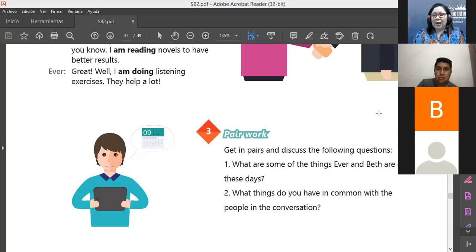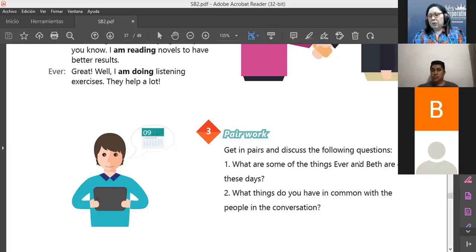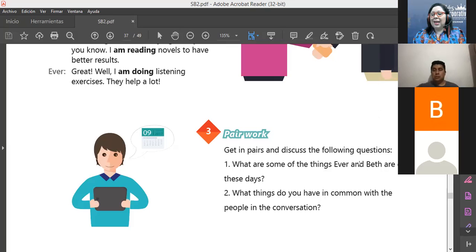A ver, ideas. Group number three. Vamos a ver. Group number three sería Jonathan, Jorge, Alberto, Vanessa, and Suleyma. What activities are you doing like them? Beth is reading novels. Ever is doing listening exercises. What are you doing to improve your English? I am studying in the night. Very good. You are studying at night. Excellent. Now, what do you think, Jonathan? What are you doing to improve your English?